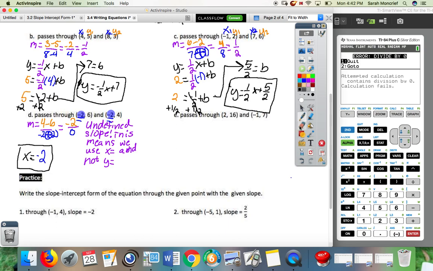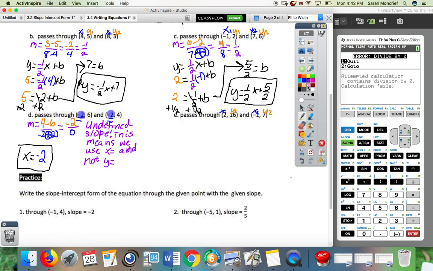All right. Now we have one more to look at. We want to look at writing the line that passes through the point 2, 16 and -1, 7. What do I like to do, everyone? I like to label my x's and my y's. So I have x1 for 2 and x2 for -1. So that means my y1 is 16 and my y2 is 7.